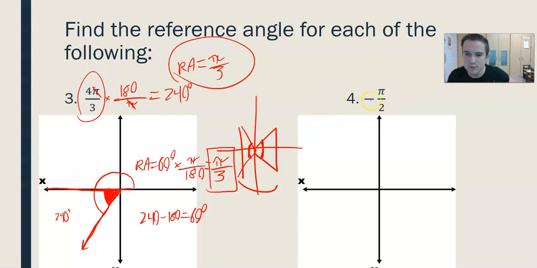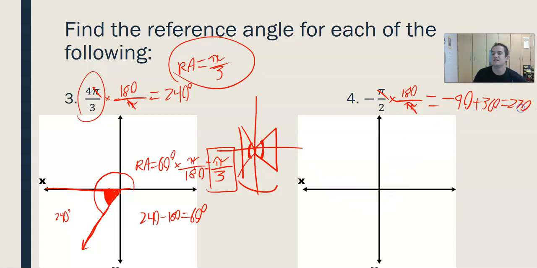Okay. Let's move on to this one right here. I have negative pi halves. I'm going to start by converting that to an angle, a degree measurement by multiplying by 180 over pi. 180 divided by 2, that's going to give me negative 90. Negative 90 degrees. So let's see here. That's not between 0 and 360, so let's take negative 90 plus 360. I'm going to get 270. So 270 degrees. Let's draw that angle.